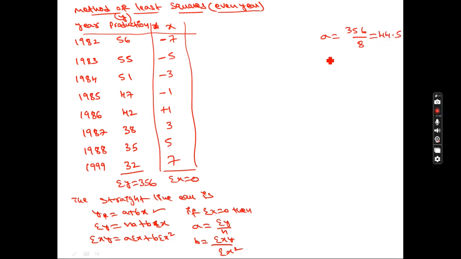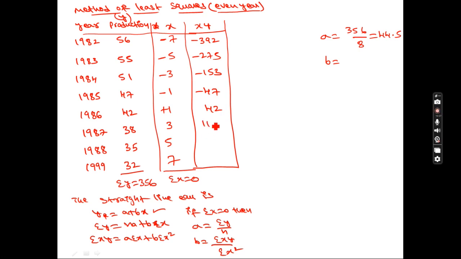Next we have to calculate the b value. If we want to calculate the b value, what is required? Summation xy by summation x square. We don't have the summation xy total, so we have to multiply x and y now. 56 into -7, you'll get -392. Next -275, so 5 into 55 I am multiplying. Next -153, next -47, next plus 42, and next 114. I am just multiplying directly. So here 175, and here you will get 224.